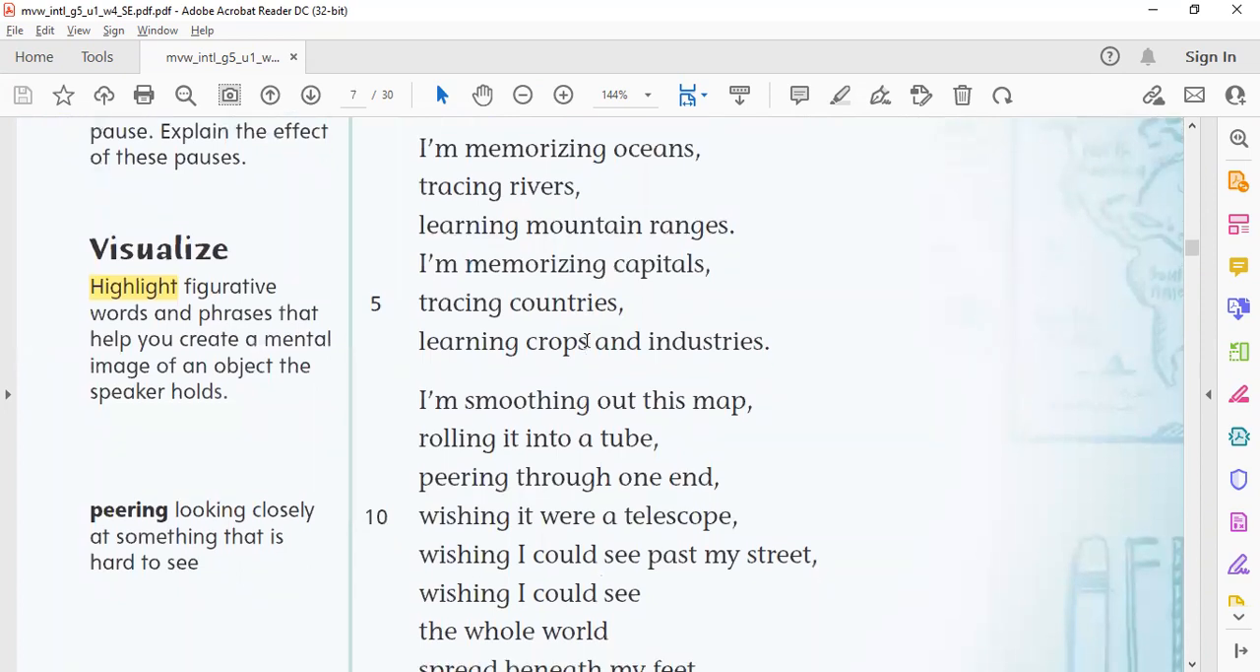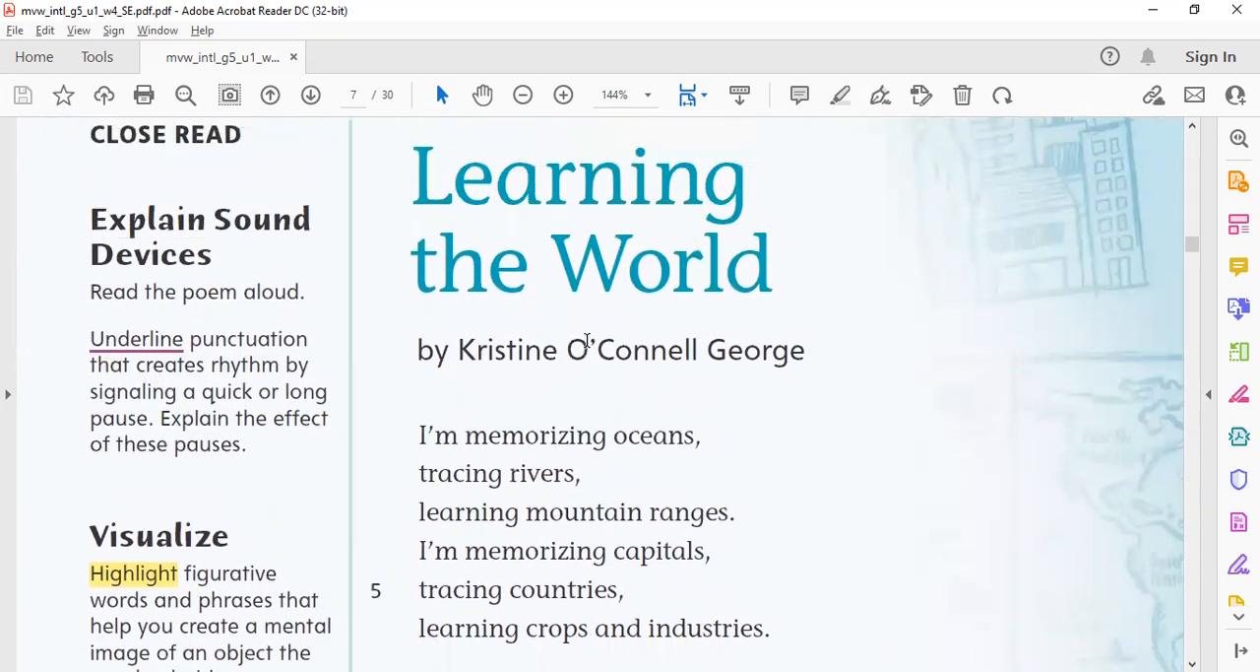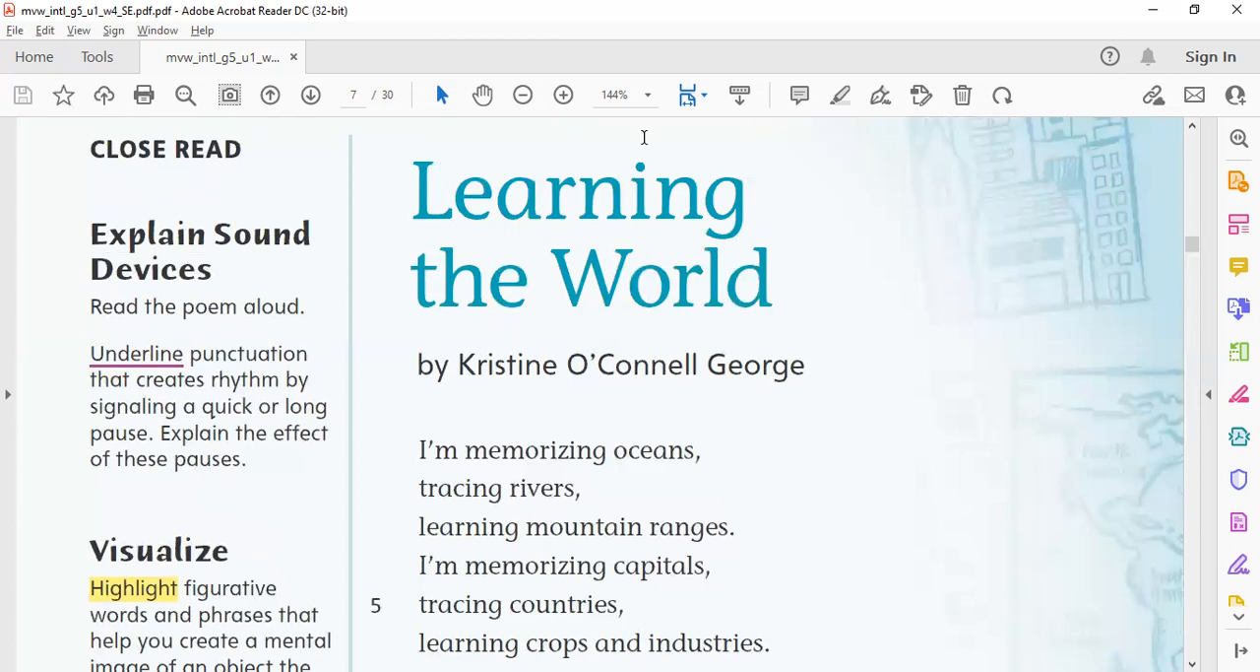So let me read you. I'm memorizing oceans, tracing rivers, learning mountain ranges. I'm memorizing capitals, tracing countries, learning crops and industries. So let's stop here and let's read the title, Learning the World.